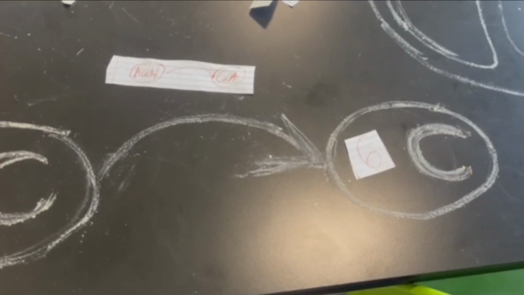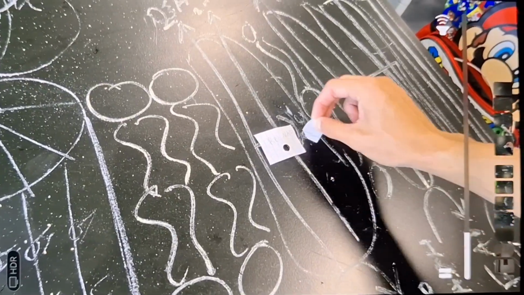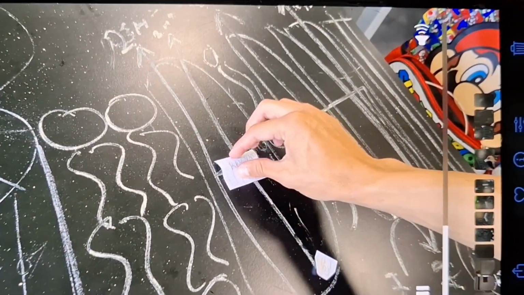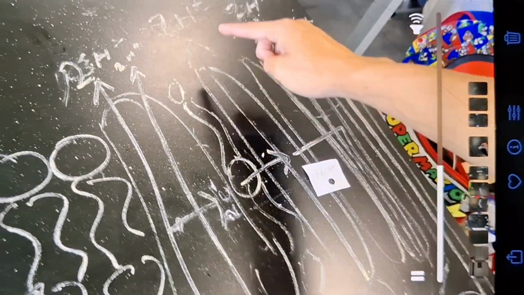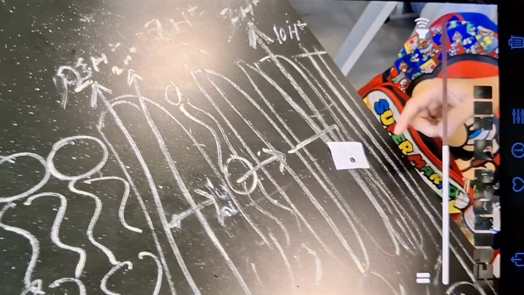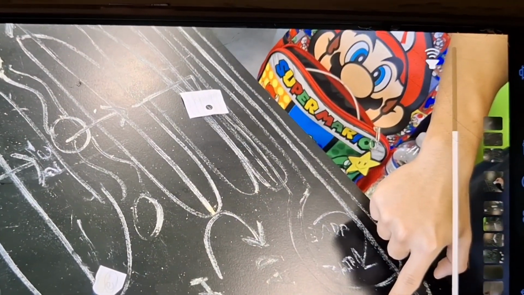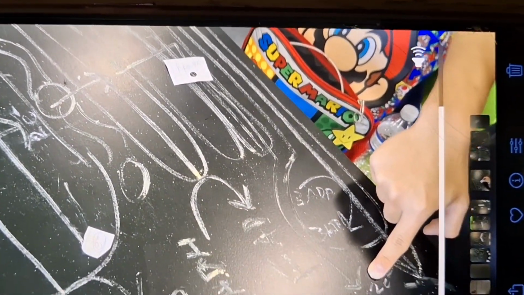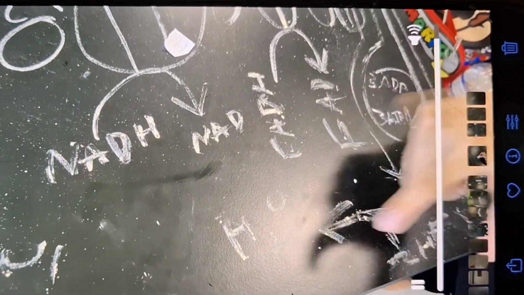So the reduced NAD releases energy, which pushes the protons up through the proteins, and it continues to go through all the proteins, pushing protons out of the proteins. And at the end, oxygen is used as the final electron acceptor, which allows it to accept the other protons, and it creates water as a byproduct.